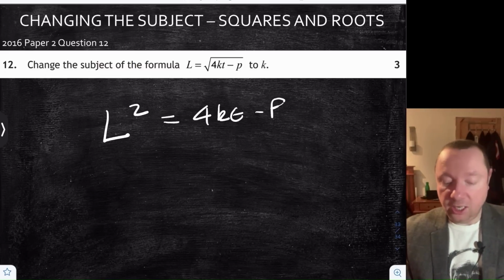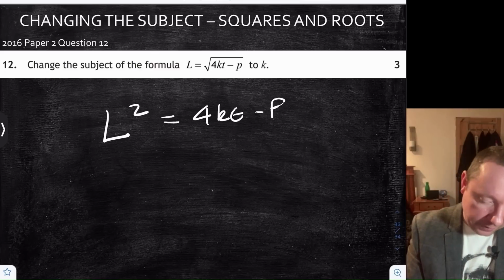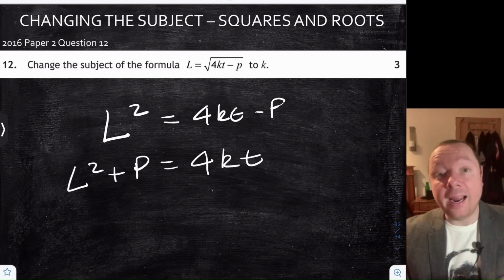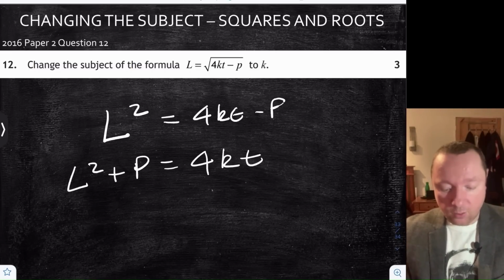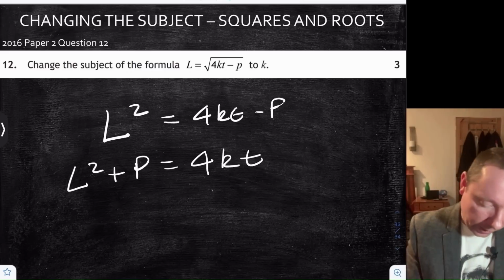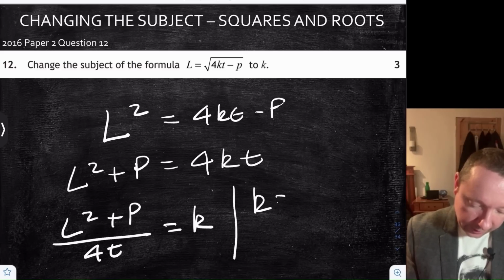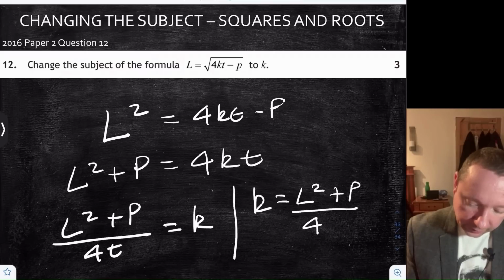Now I can change it to k in the same way, adding p to both sides. I get L squared plus p is 4kt. Dividing through by anything which is attached to that k, which is 4 and t this time, we get L squared plus p all over 4 and t equals k. Or you can write it the other way, k equals L squared plus p over 4t.